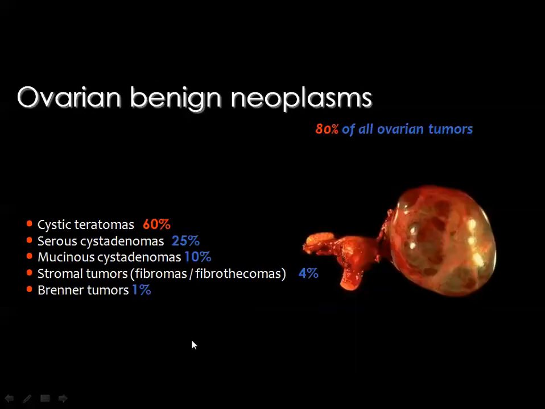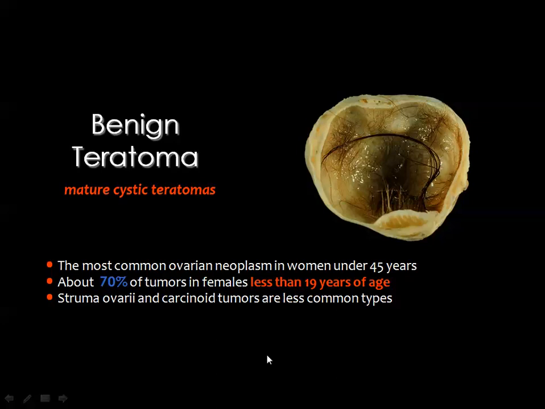Then we come to the benign ovarian neoplasms, and there are a lot of these lesions. We have the cystic teratoma, which represents a major part of these neoplasms, serous cystadenoma, mucinous cystadenoma, stromal tumors, and Brenner tumor. Starting first with the most common, which is the benign teratoma or mature cystic teratoma. This is the most common ovarian neoplasm in patients under 45 years of age, and 70% of the tumors will be seen in the age below 19 years old.